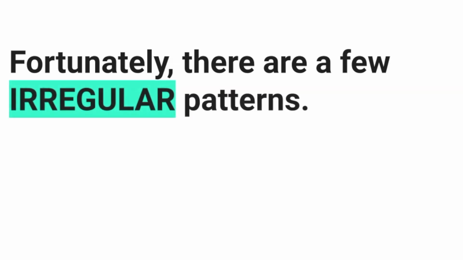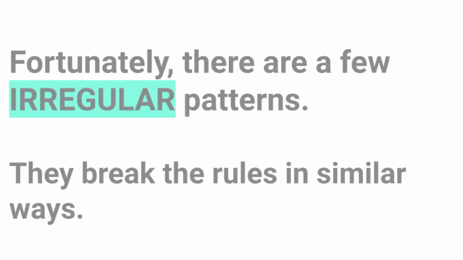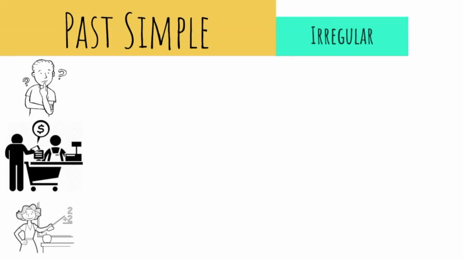Fortunately, there are a few irregular patterns. They break the rules in similar ways. You'll still have to memorize them, but if you look for the patterns, it will be easier. Let's look at a few examples. Past simple, irregular. All of these irregular verbs will use the ah sound.